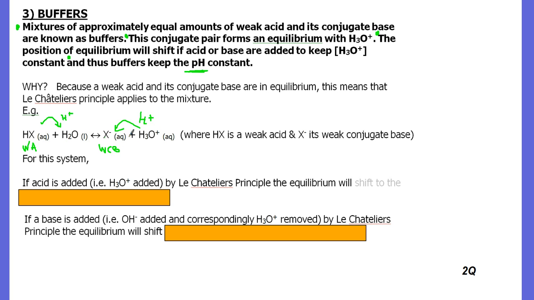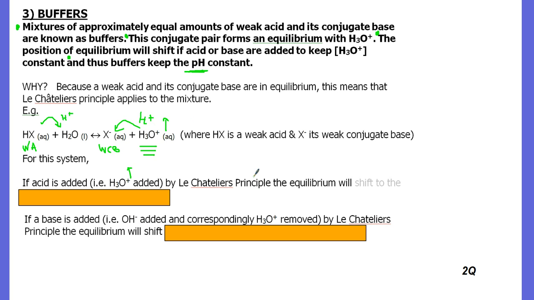So look at this equilibrium here and notice it's not just HX and X- in equilibrium, there's also H2O and H3O+. And this is the critical thing, that H3O+ is part of this equilibrium mixture. So let's see what happens. If we add acid to the system, and when we say add acid, we know that means adding hydronium ions. By Le Chatelier's principle, what's going to happen? If we've added H3O+, then H3O+ here has gone up.